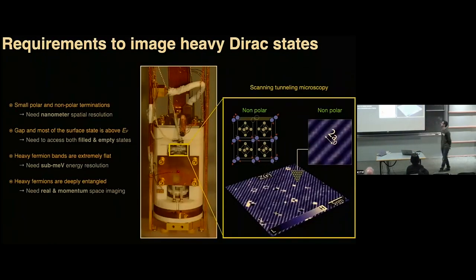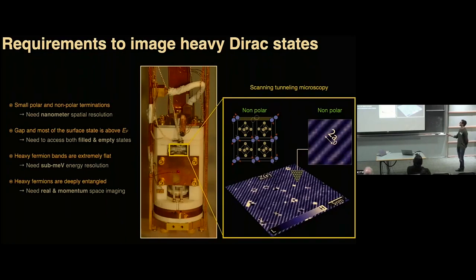So what do we need to image them? I think the most important thing is that we need a spatially resolved probe so that we can find a single non-polar termination. We also need access to the filled and the empty states because the hybridization gap opens around the chemical potential. We need to do so with millivolt energy resolution and real and momentum space resolution as well. This full set of experimental requirements is met with a scanning tunneling microscope, and this is the one in Jenny Hoffman's lab that I used to take the SmB6 data.